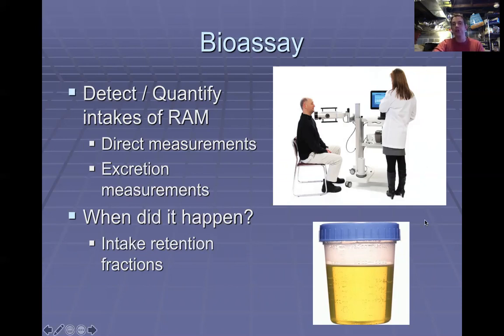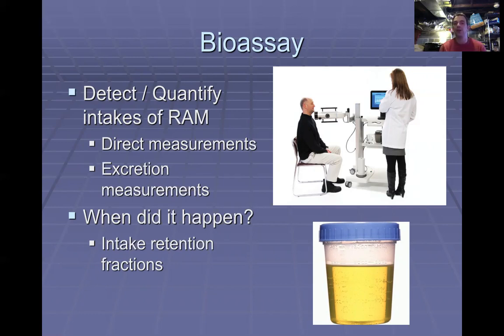Other possibilities are urine samples. You can count someone's urine after an exposure event and use that to quantify the potential body burden of certain isotopes. But there's a lot of factors that go into this, because you can't just hold a meter up to somebody and say, oh, there's this many counts above background, you have this dose, because you have to figure out, okay, well, when did it happen?